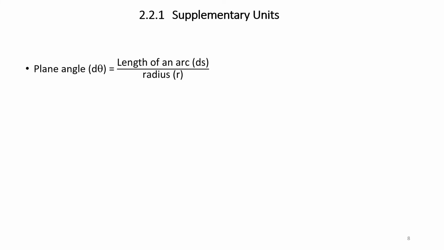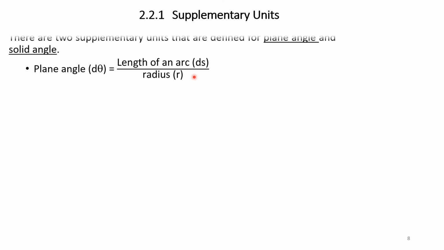Supplementary units. Apart from basic units, we have certain supplementary units. Like phase angle: d theta is equal to the length of an arc ds divided by the radius. There are two supplementary units that are defined, for plane angle and solid angle.